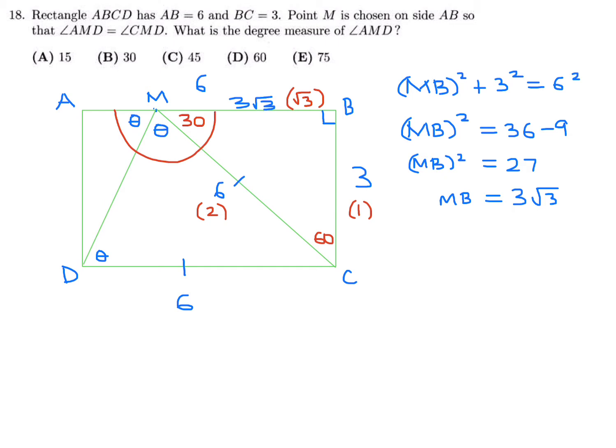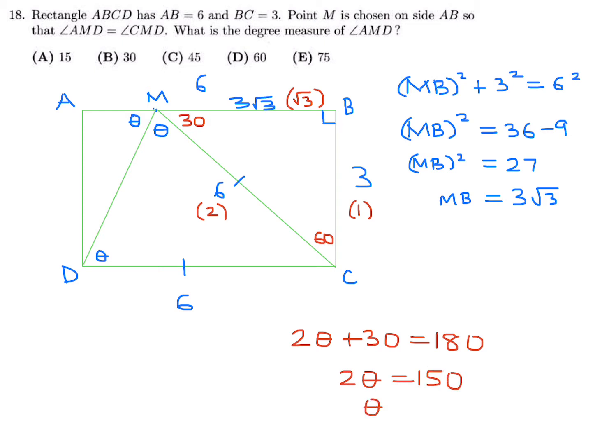So now we can solve, because the sum of all the angles about a line is equal to 180. So that means 2 theta plus 30 is equal to 180. Therefore, 2 theta is equal to 150, and therefore, theta is equal to 75. So number 18, the answer is E.